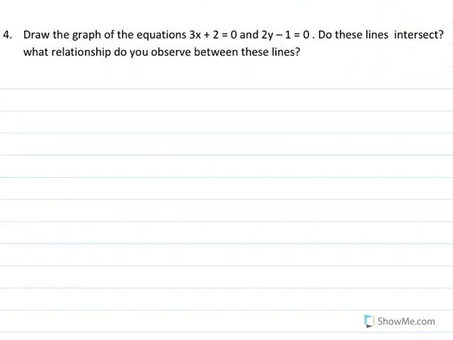Draw the graphs of the equations 3x + 2 = 0 and 2y - 1 = 0. Do these lines intersect? What relationship do you observe between these lines? So let us take up the first one, that is 3x + 2 = 0. So we have 3x = -2 and x = -2/3. Now we have a fraction here, and we are going to divide -2 by 3.